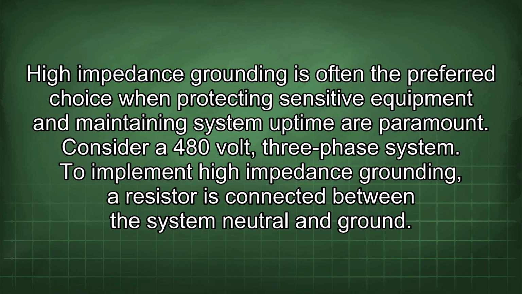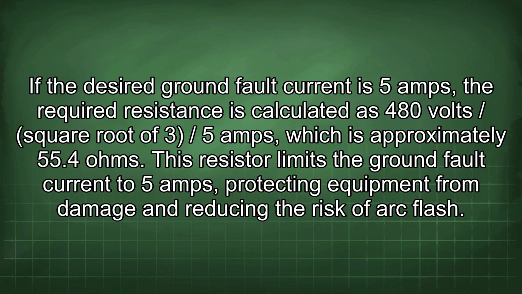Consider a 480-volt three-phase system. To implement high impedance grounding, a resistor is connected between the system neutral and ground. If the desired ground fault current is 5 amps, the required resistance is calculated as 480 volts divided by the square root of 3, divided by 5 amps, which is approximately 55.4 ohms. This resistor limits the ground fault current to 5 amps, protecting equipment from damage and reducing the risk of arc flash.